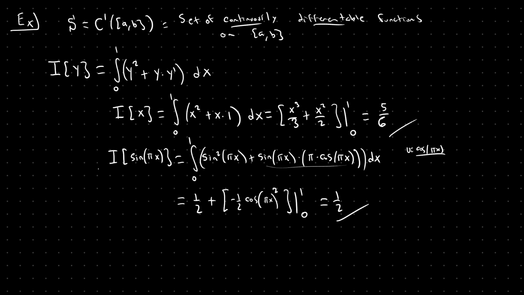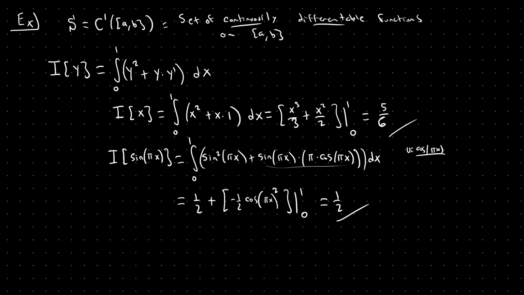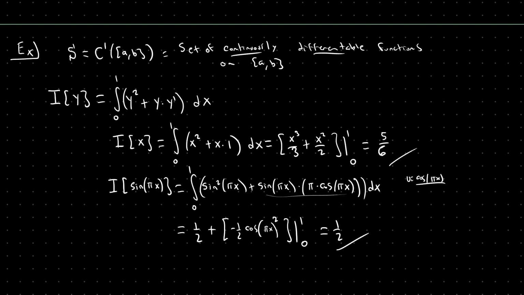So this new functional evaluated at sine of pi x is 1/2, similar to the previous functional, but it's a completely different functional. And I think these are two very clear examples.